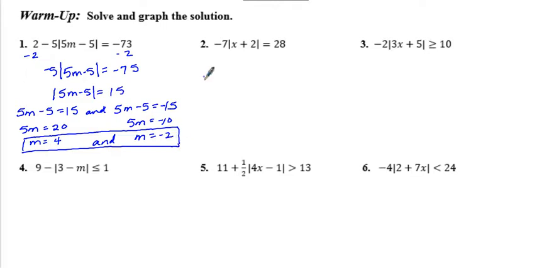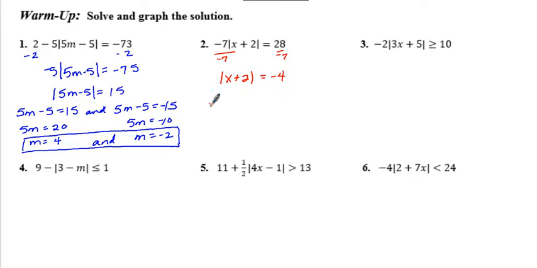Number 2, we have some isolation to do. We need to divide by the -7 first. And we have the absolute value of x plus 2 equals -4. And remember, this is still within the absolute value jail. Now remember, whenever we have a negative, after our isolation steps are complete, if we have a negative over here, we likely have a special case of some kind. Today's special case is the absolute value of something can never equal a negative.